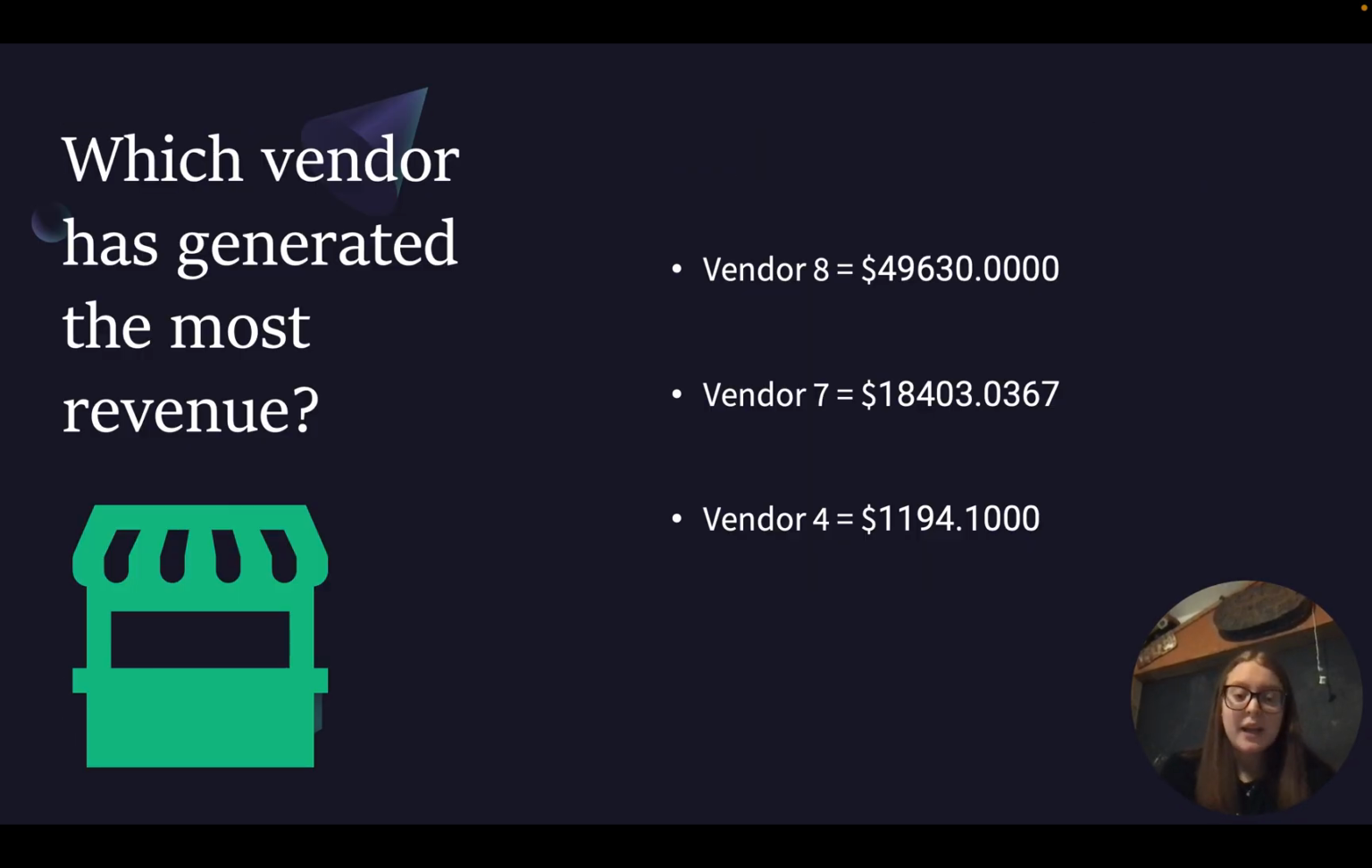Okay, let's move on with the next finding. The question is, which vendor has generated the most revenue? And over here, I was able to identify 3 different vendors: vendor A, vendor 7, and vendor 4. As we can see, vendor A is the one that generated the most revenue, and vendor 4 is the one that generated the least.